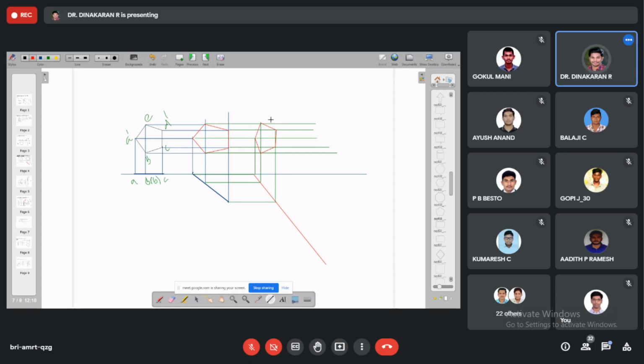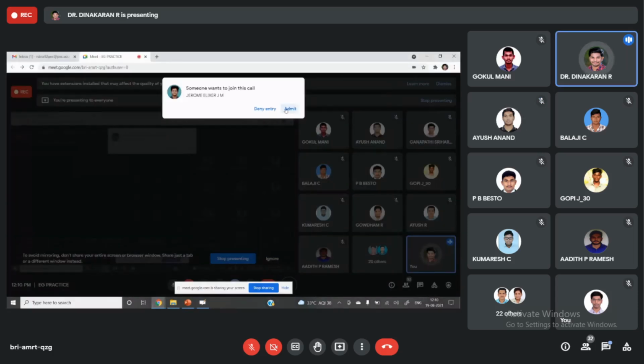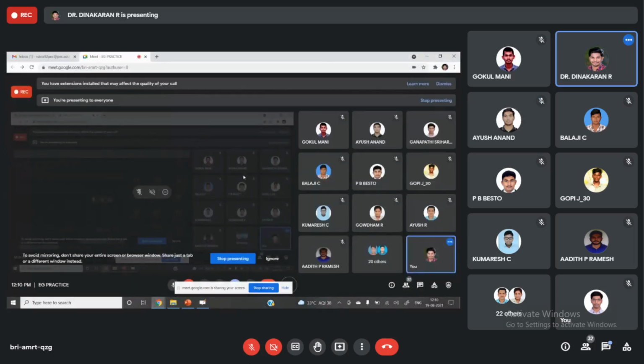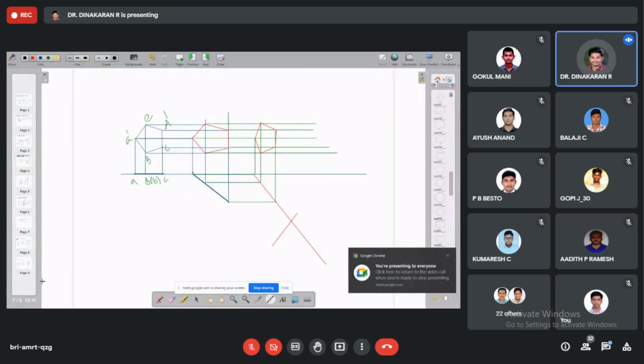Any doubt on side view? Always you need to draw a 45-degree line, here only. Okay, sir. Cut again. Cut again, is there or not? Okay. Any doubt on side view drawing? Okay, next we go for one of today's problems.